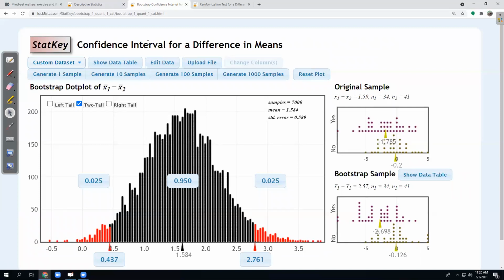Here I put that data back into StatKey confidence interval for difference in means. I said, okay, if we look at these differences, people who didn't know their work was exercise, take away people who did, what do we find here? The difference in the averages, it's not the average difference, it's the difference of the averages, because they're different individuals, ends up being about 1.584. What that means is the people who knew their job was exercise lost about 1.584 pounds more than the people who had no idea their job was exercise.